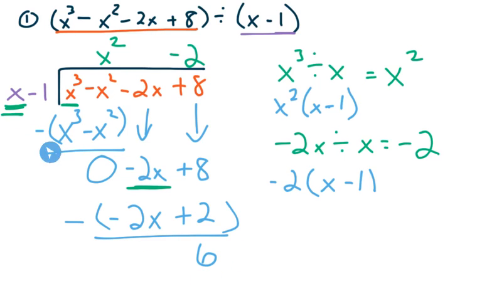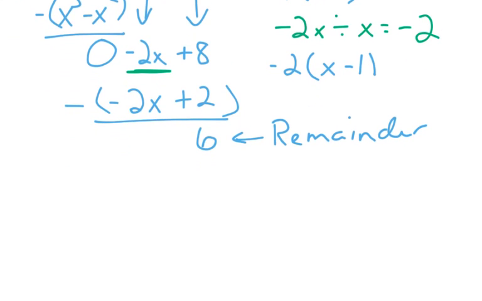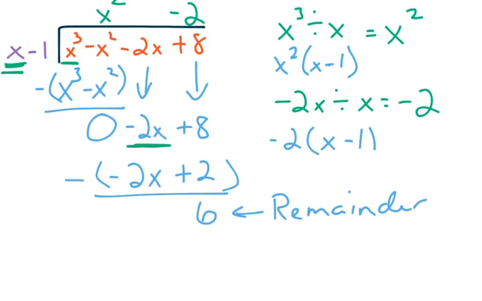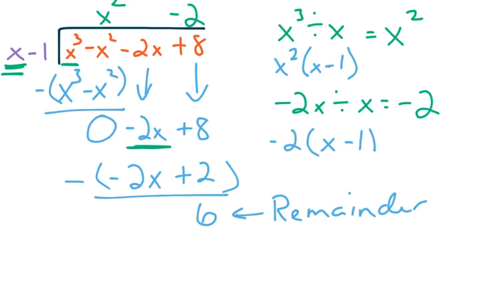This is degree 1. Once I'm at this point where my dividend has a smaller degree than my divisor, I am done dividing. Okay, this is my new remainder. This is my final remainder. Now, the question becomes, how do you write it? Your answer is going to be x squared minus 2 plus 6 over x minus 1.